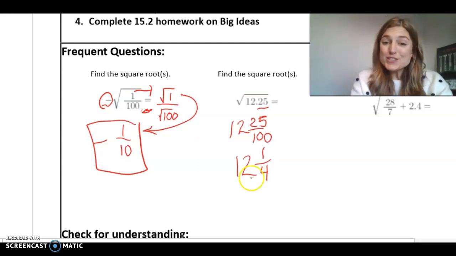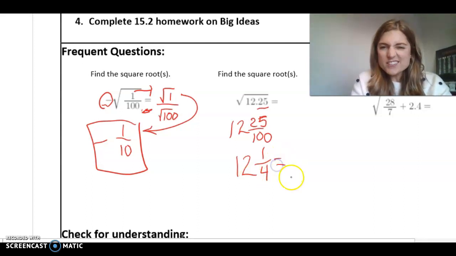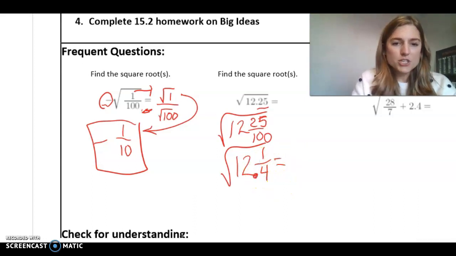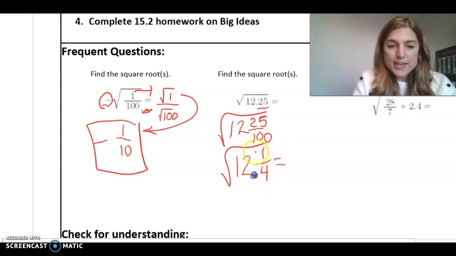So change this into an improper fraction, because this is still a little hard to find the square root of those numbers, because I don't really see any perfect squares out of there. So you're going to do 12 times 4, which is 48, plus 1.